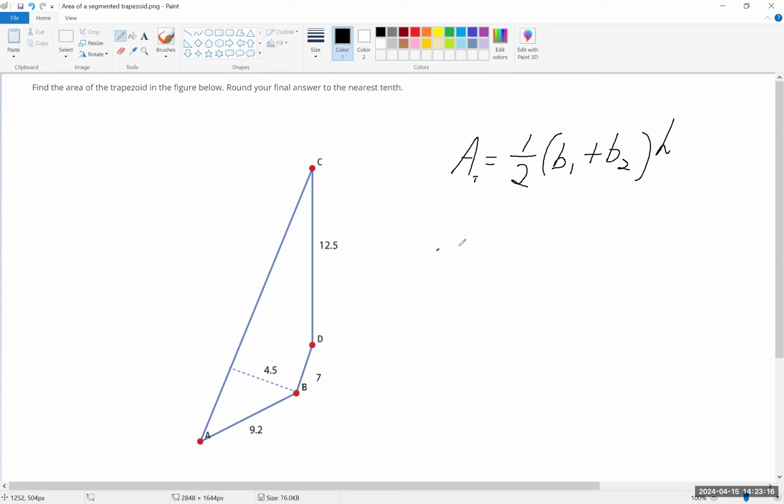Now, we're already given some information. We're given what we might call base 2. We are not given base 1, because base 1 would be side AC. So it's the segment AC. And the height is 4.5.